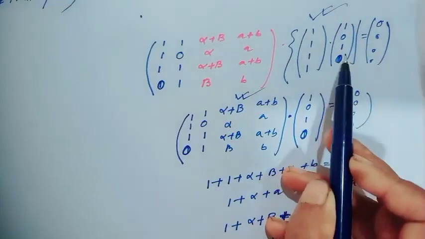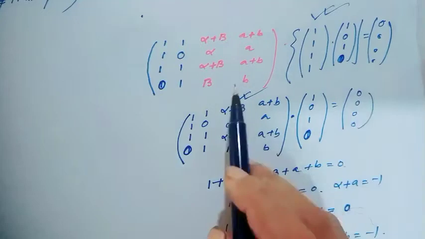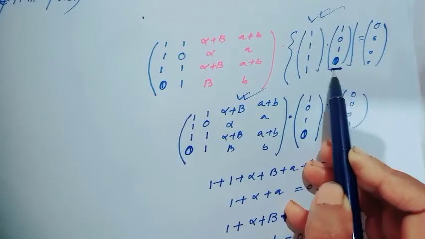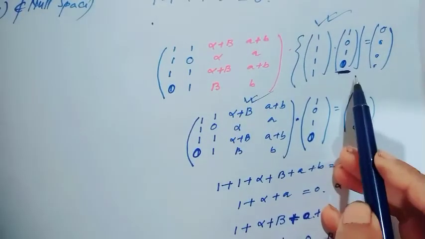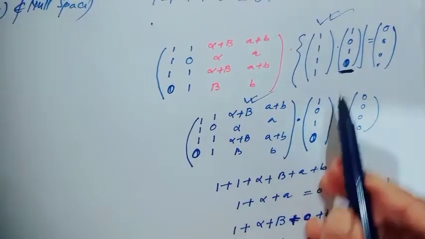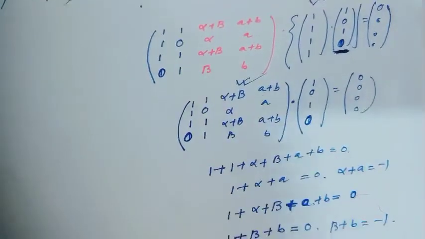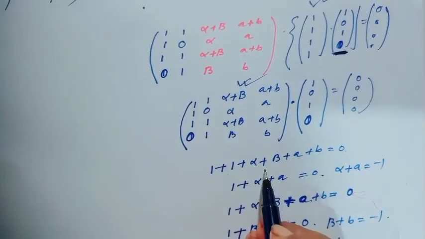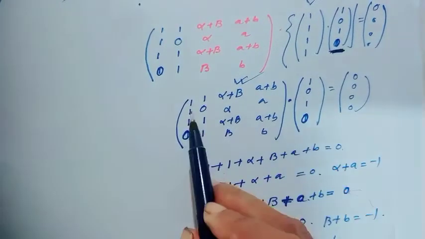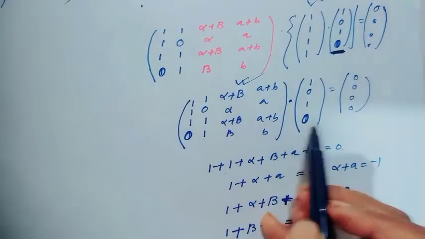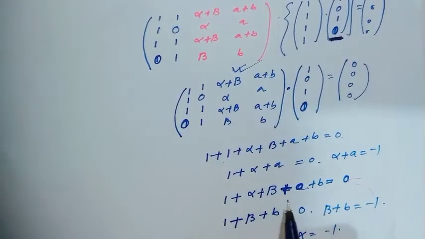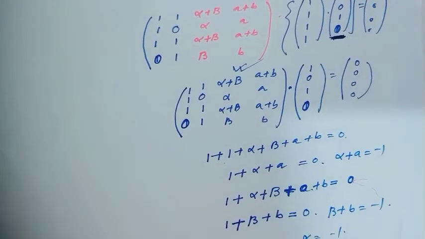Since these vectors dotted with this vector are 0, obviously this matrix dotted with this vector is 0. For simple calculation, at first I will use this vector, then this matrix dotted with this vector would be 0. Therefore 1 plus 1 plus alpha plus beta plus A plus B equals 0, and here 1 plus alpha plus A equals 0. This line dotted with this is 0, then this would be 1 plus alpha plus beta plus A plus beta equals 0.